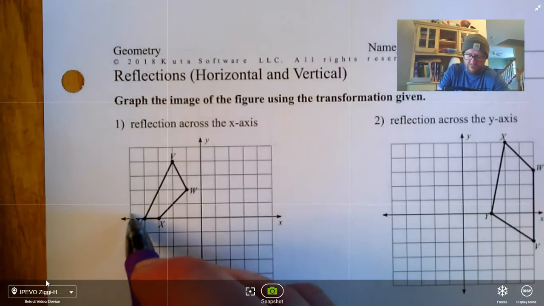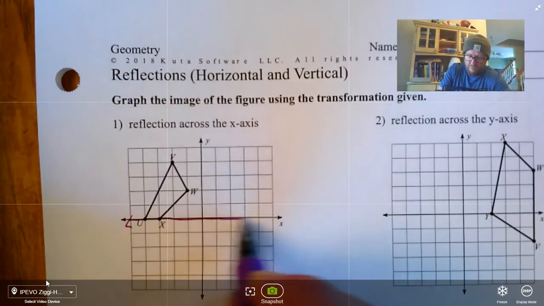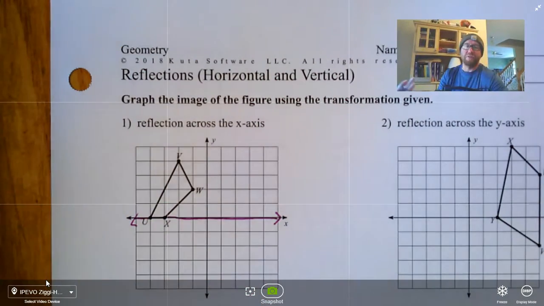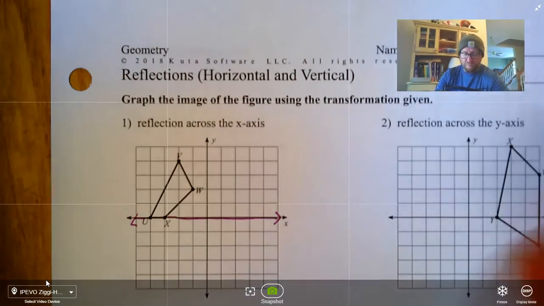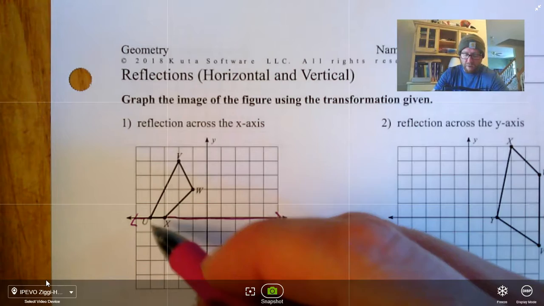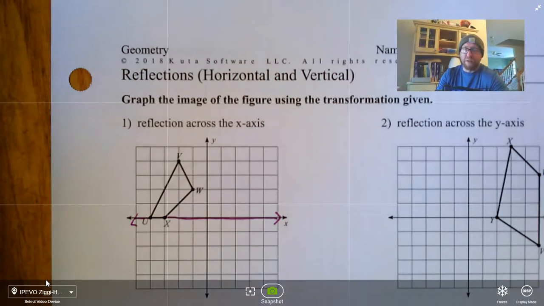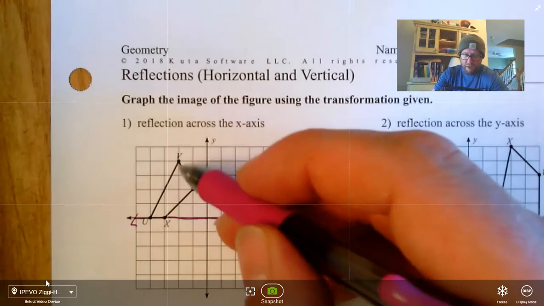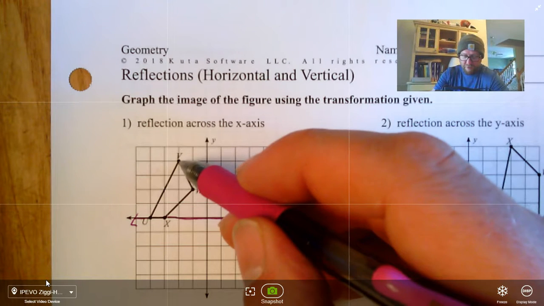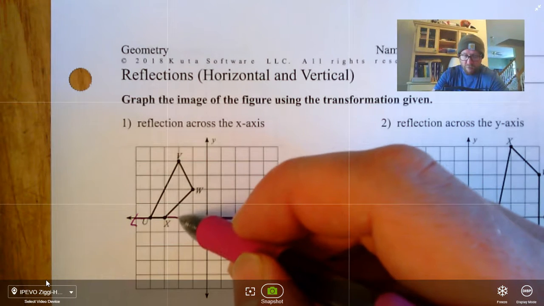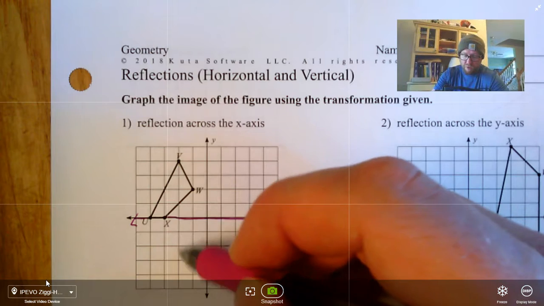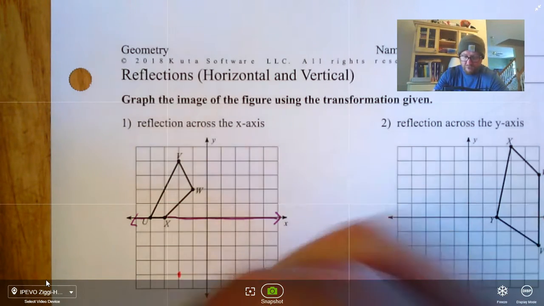So first thing I'm going to do is draw in my line of reflection, which is already there, but just so that they're all the same. And then just map out the points individually. Well, u and x are both on the line of reflection, so they don't really move. But v, so count spaces down to the line, 1, 2, 3, 4, so its reflection will be 1, 2, 3, 4 on the other side.